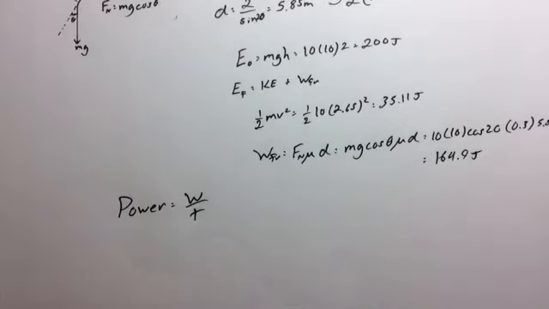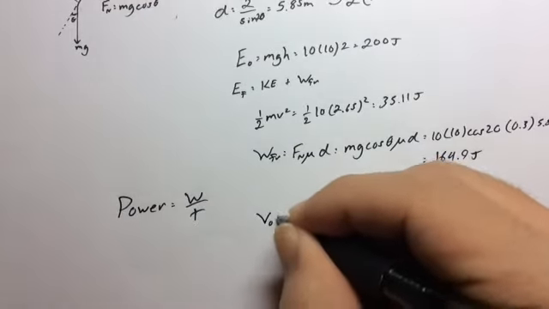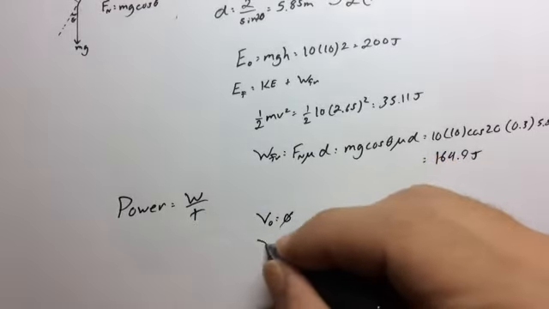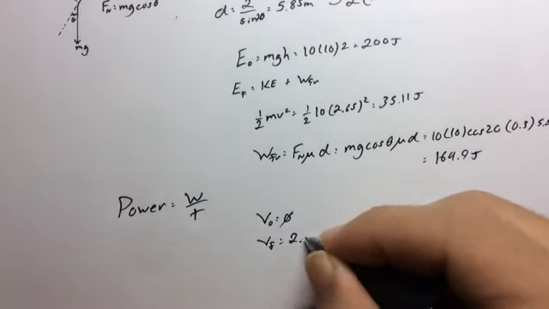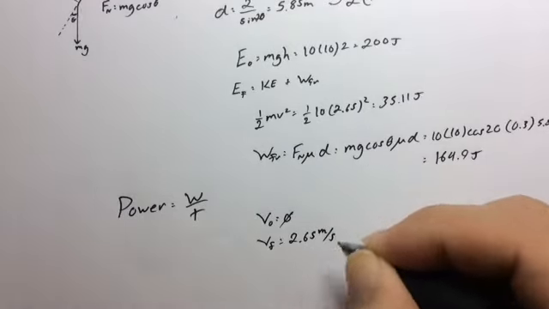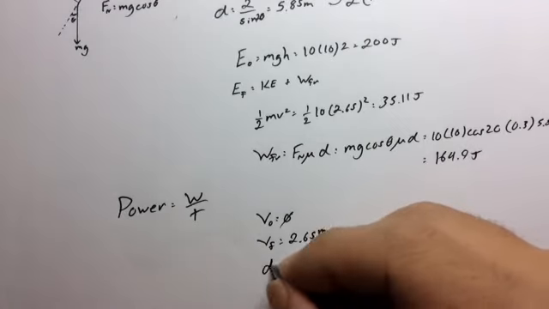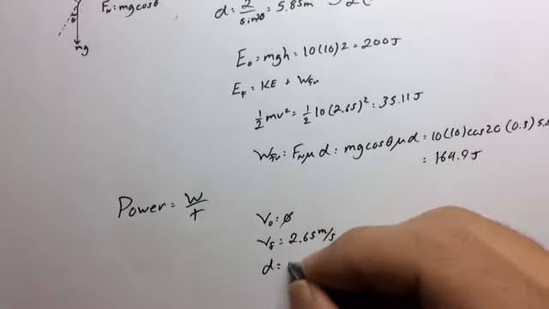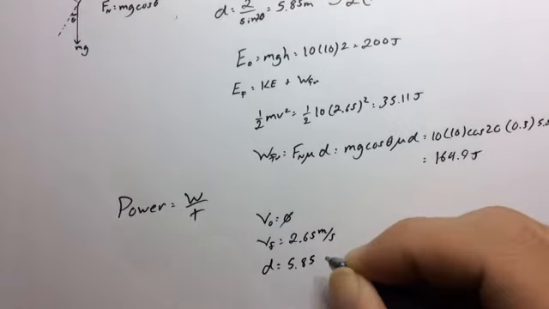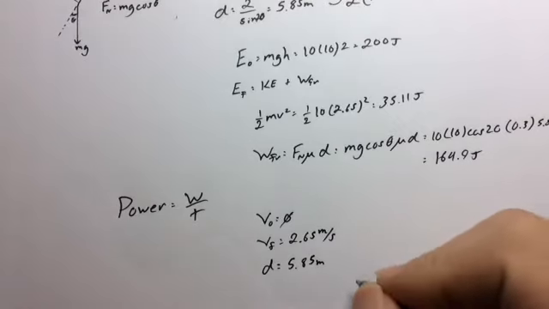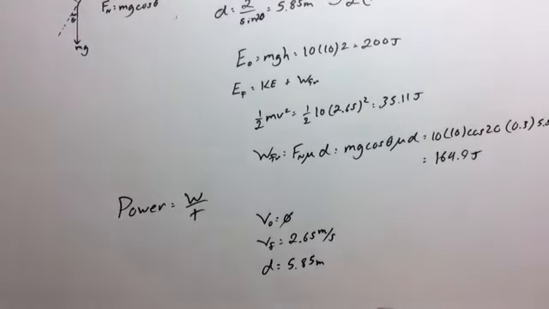Now, it's going to take this thing a certain amount of time to get to the bottom, and we'd have to figure out what the acceleration was in order to do that. Well, let's see, maybe. What do we know? We know that the initial velocity was 0. We know that the final velocity was 2.65 meters per second. We know that the distance that it went was 5.85 meters.